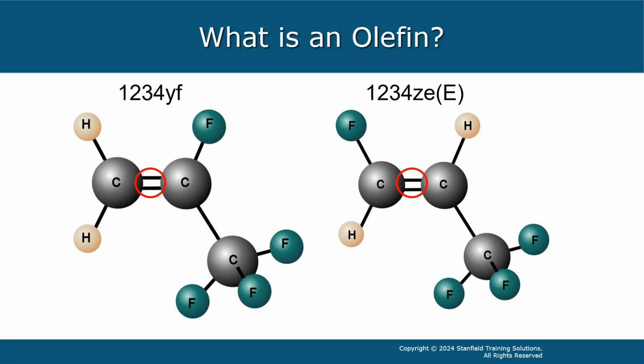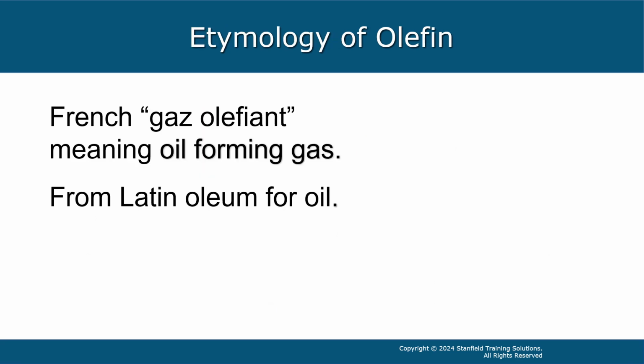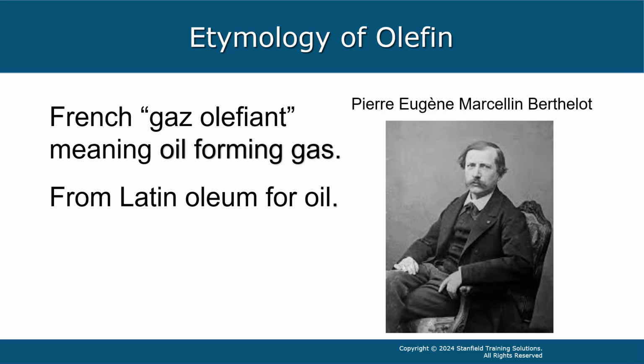Here are two different HFO refrigerants, both based on the olefin propene. Note that they each have a double bond between the two end hydrocarbons. Olefins form oily substances when reacting with halides such as chlorine or bromine. The word olefin comes from the French gaz olefiant, meaning oil-forming gas. French chemist Pierre-Eugène Marcellin Berthelot coined the word around 1860 from the Latin oleum, meaning oil.